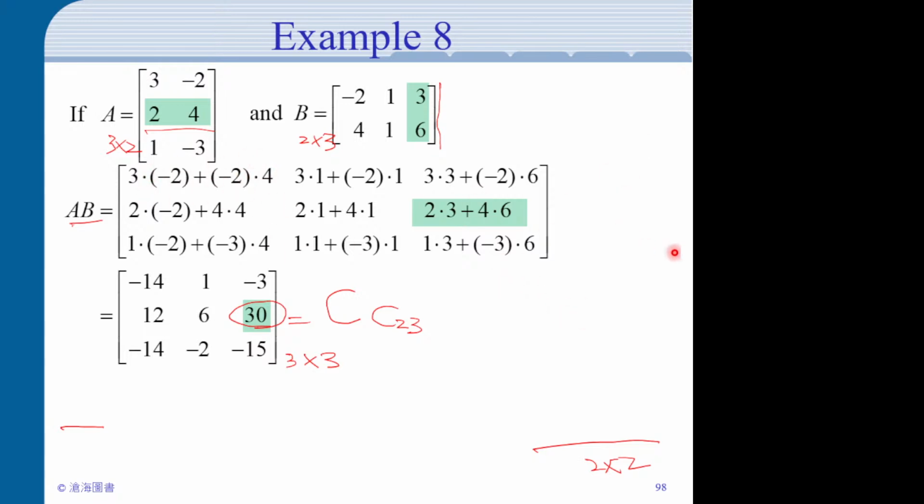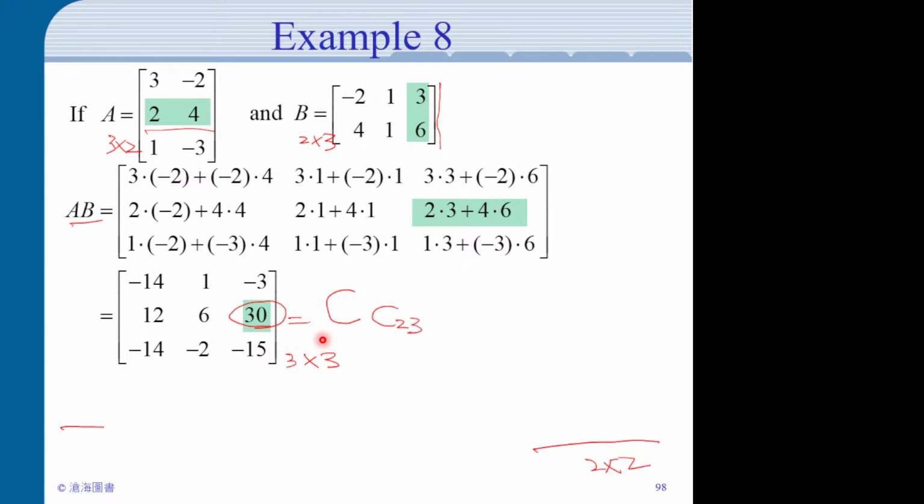And say, okay, the second, the 2-2 element should be the second row times the second column. And here with the green one, it's the 2, 3 element, which should be the second row times the third column, so 2 times 3 plus 4 times 6, etc.